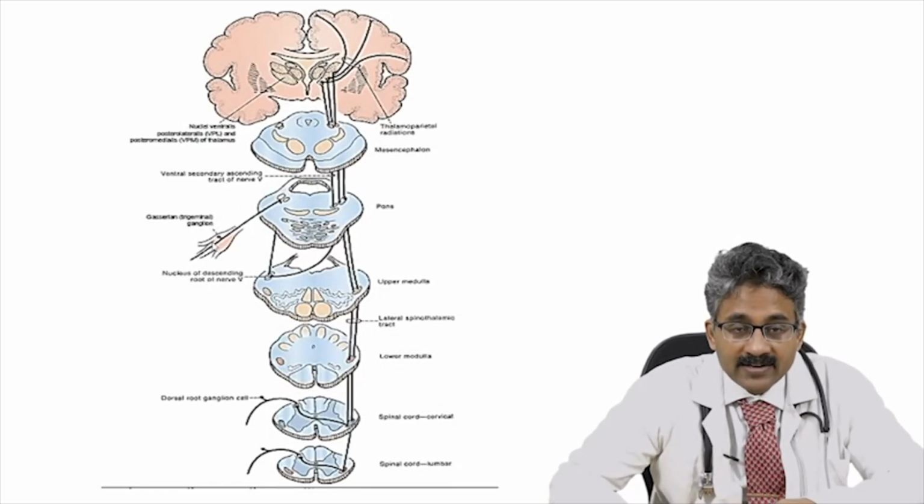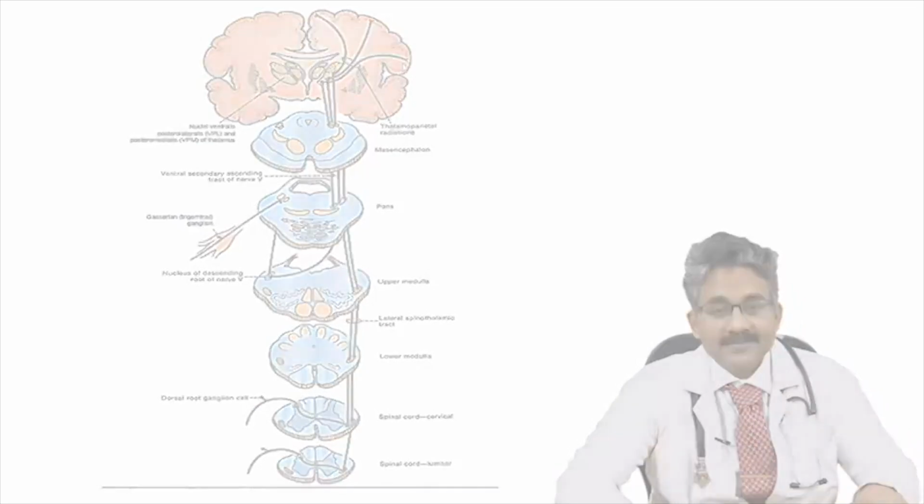The pain and temperature fibers from the fifth nerve, as I told, descend till the C2, C3 level, then cross to the opposite side, go and synapse in the thalamus, and from the thalamus the fibers are projected to the sensory cortex.